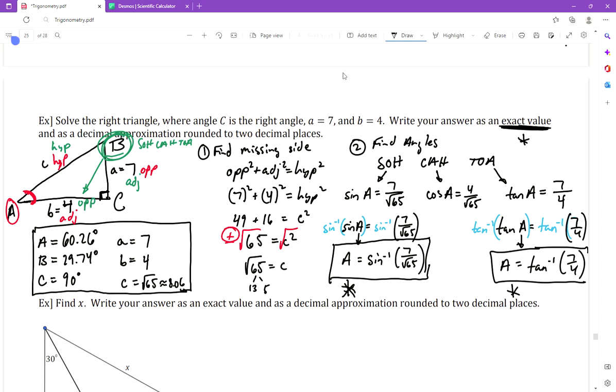Done. There they all are. Okay, so that's how we can find all of the parts of a triangle. That's also how we can find an angle. So we have to use inverse trig to find angles on some of these problems.